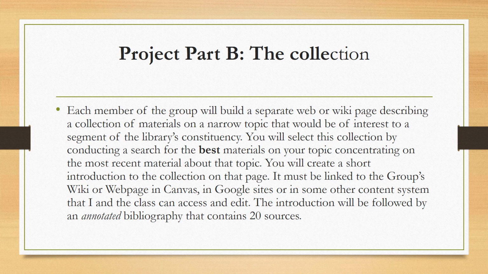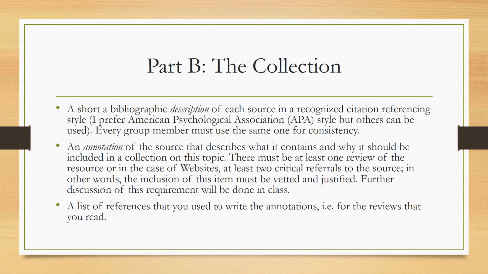So each of you is going to build a separate collection of 20 items. It's going to have several different genres in it. You're going to describe each one of these books, and it's going to be an original annotation that tells me what the book is about and why it should be in the collection. Not the publisher's description. I don't care about that.